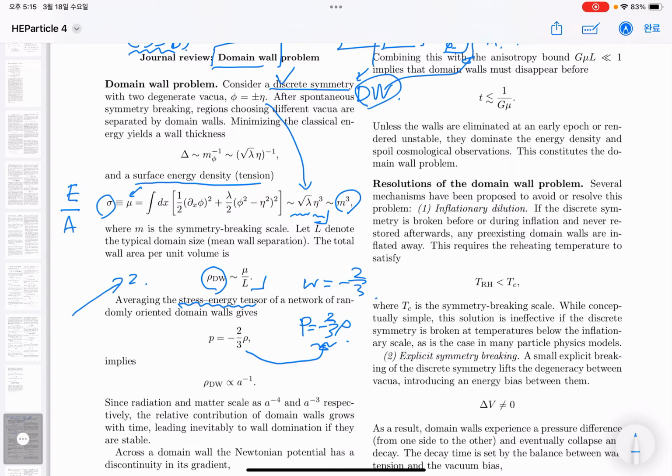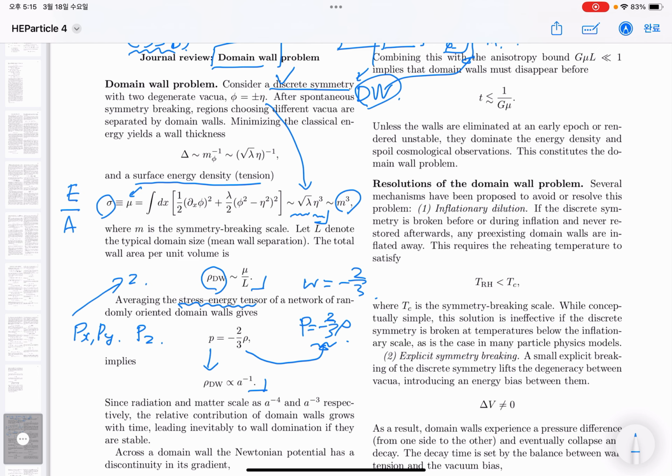Then the x and y momentum pressure and the z pressure have opposite signs. And if we evaluate this with the stress-energy tensor, then we can obtain such a coefficient. And by inserting this equation of state into the Friedmann equation, we can obtain the evolution of the domain wall in cosmic history.